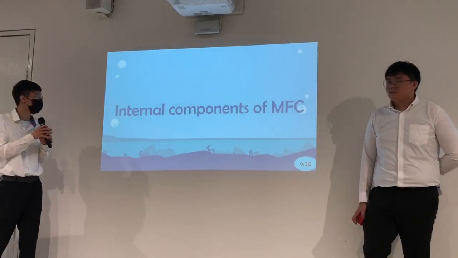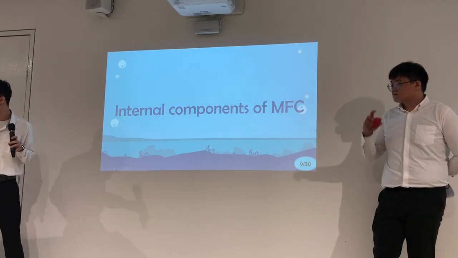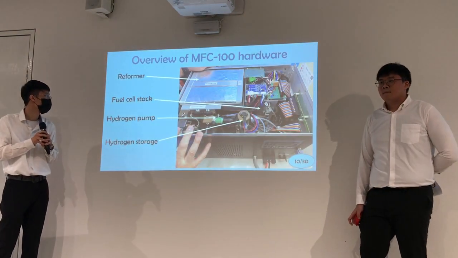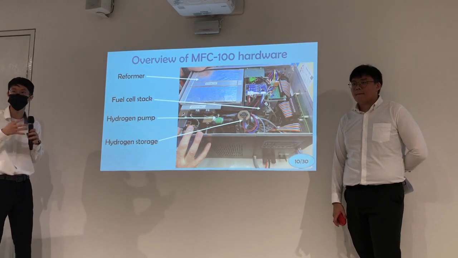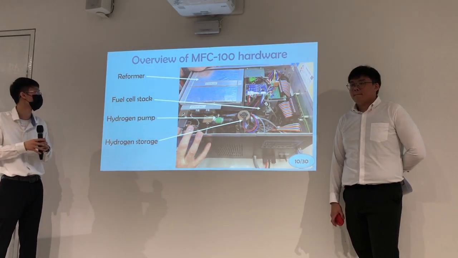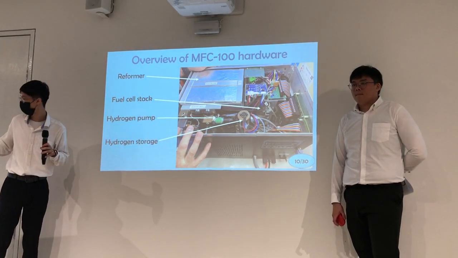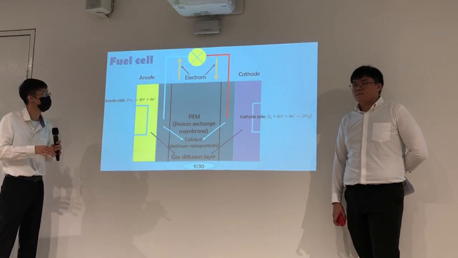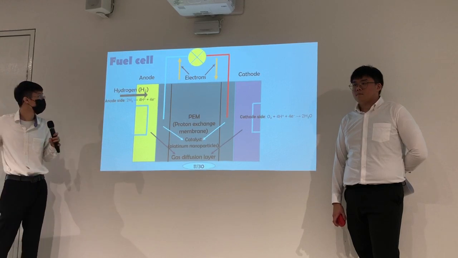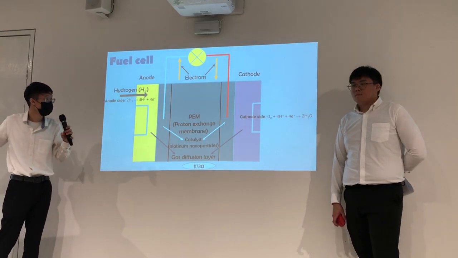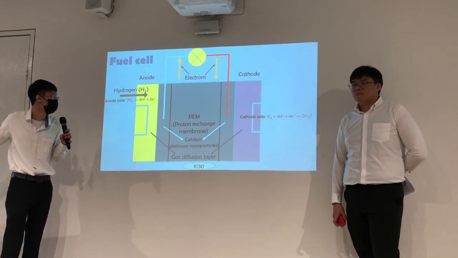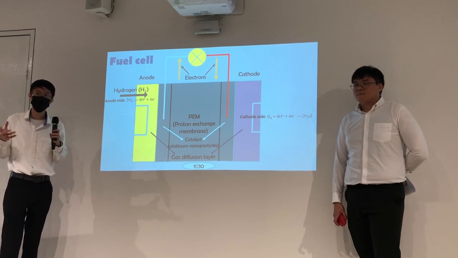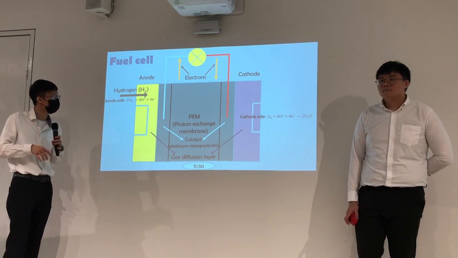And here are some of the internal components of the MFC. We have the reformer, the fuel cell stack, the hydrogen pump, and the hydrogen storage. Let us focus on the reformer and the fuel cell stack. Here's a rough idea of how the fuel cell works. The hydrogen gas will enter through the anode side, and will have a chemical reaction on the anode catalyst, which is basically made out of platinum nanoparticles.